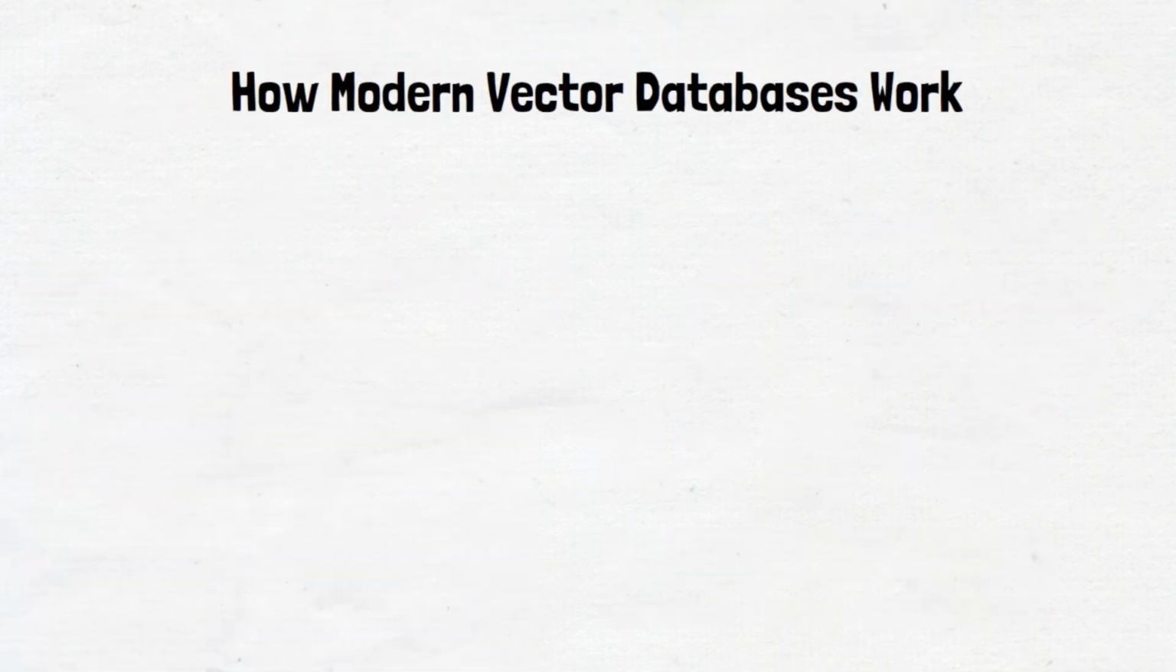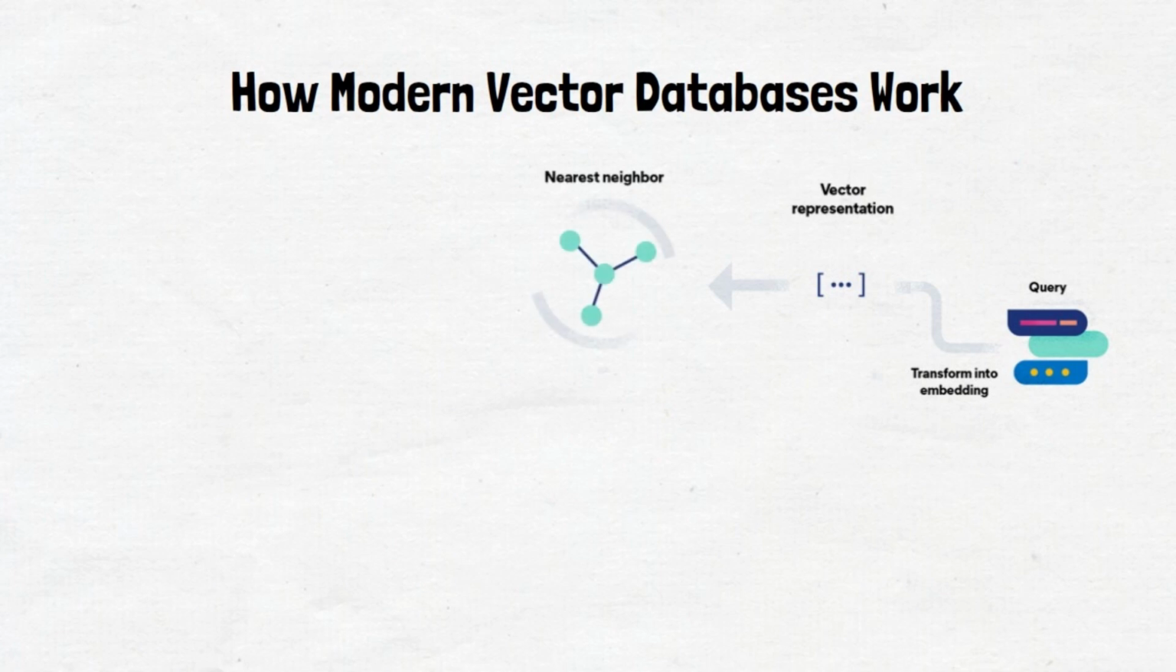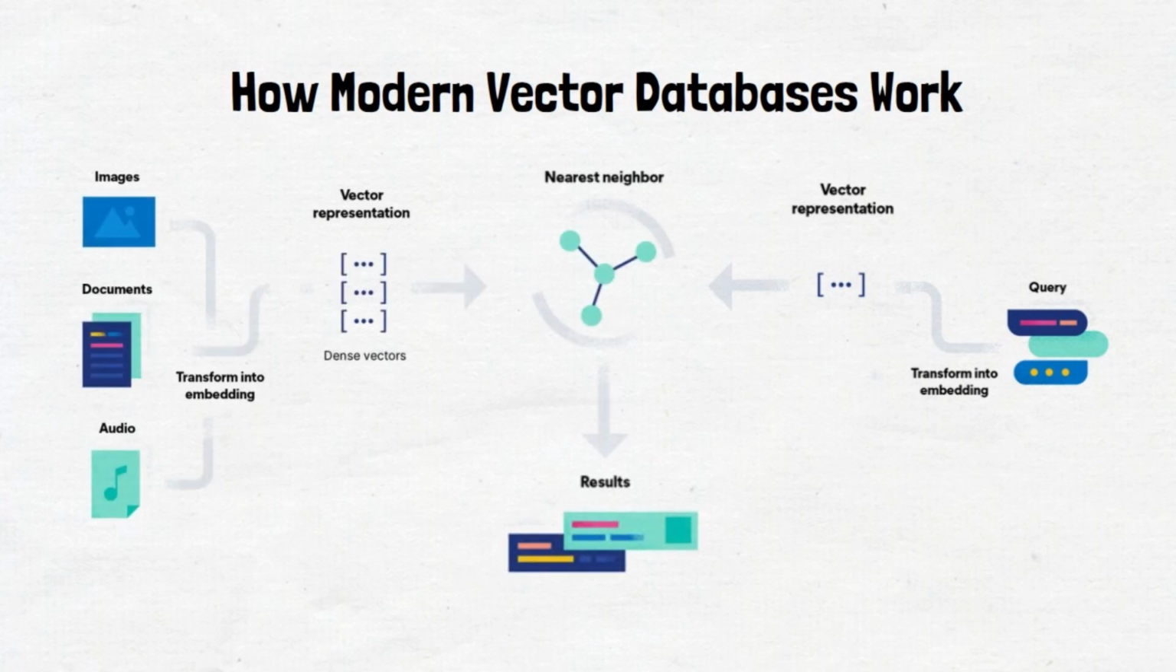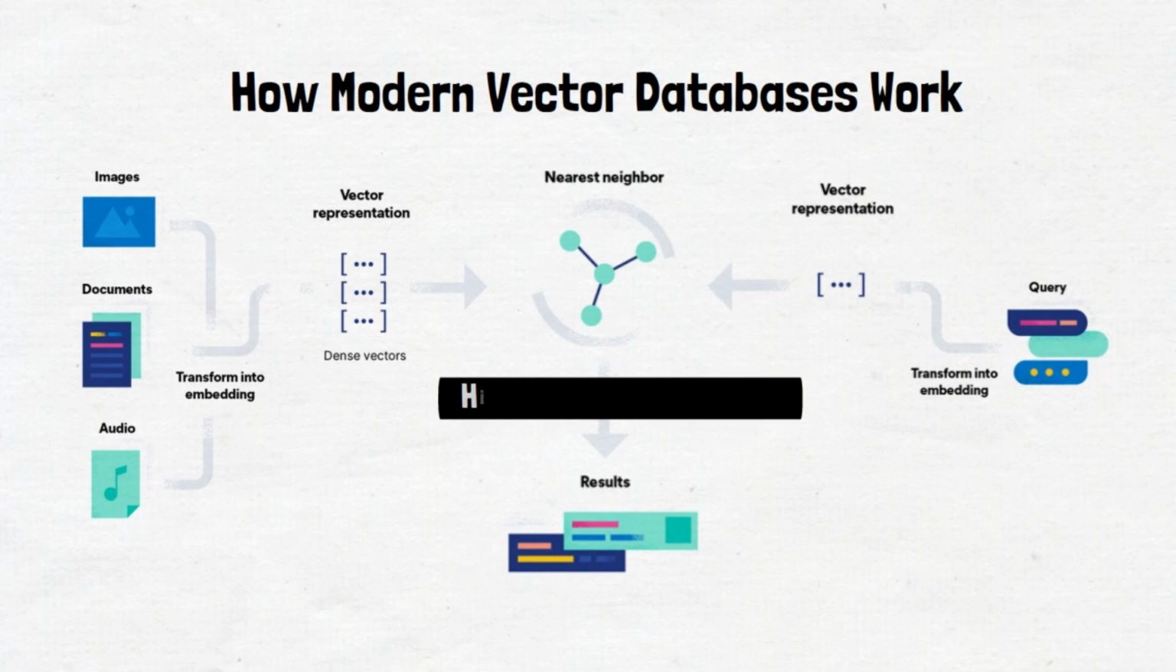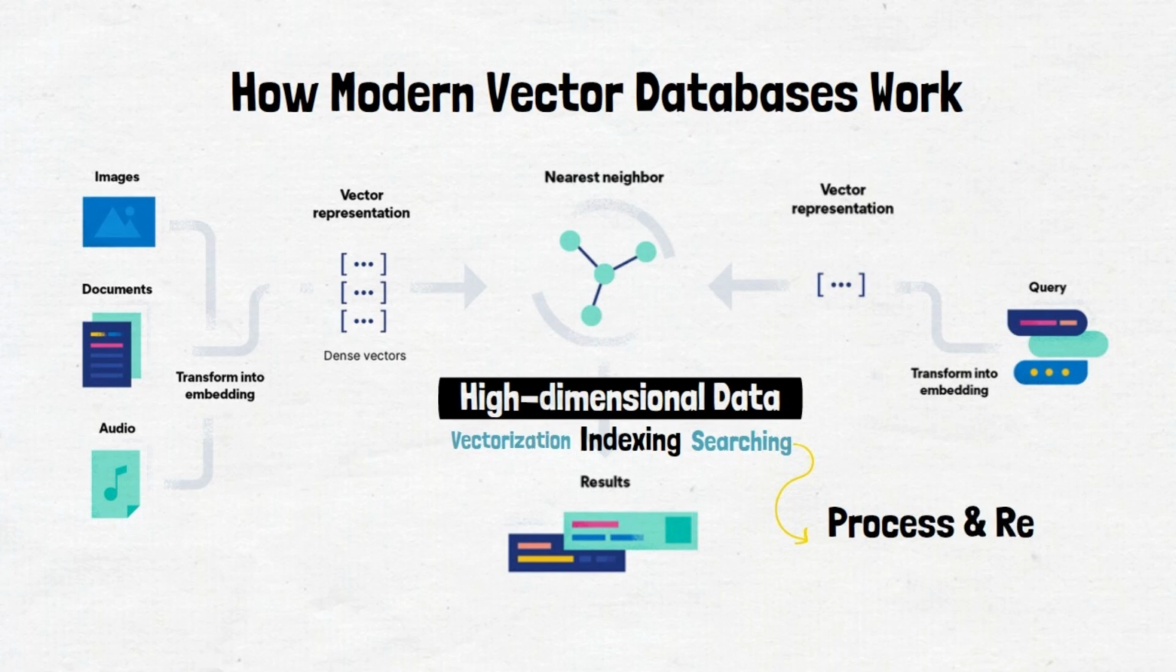How modern vector databases work. The operational foundation of a vector database is a marvel of modern computing, meticulously engineered to harness the vast potential of high-dimensional data. This process is predicated on three pivotal stages: vectorization, indexing, and searching, each of which plays a crucial role in the database's ability to process and retrieve information with unprecedented efficiency and accuracy.